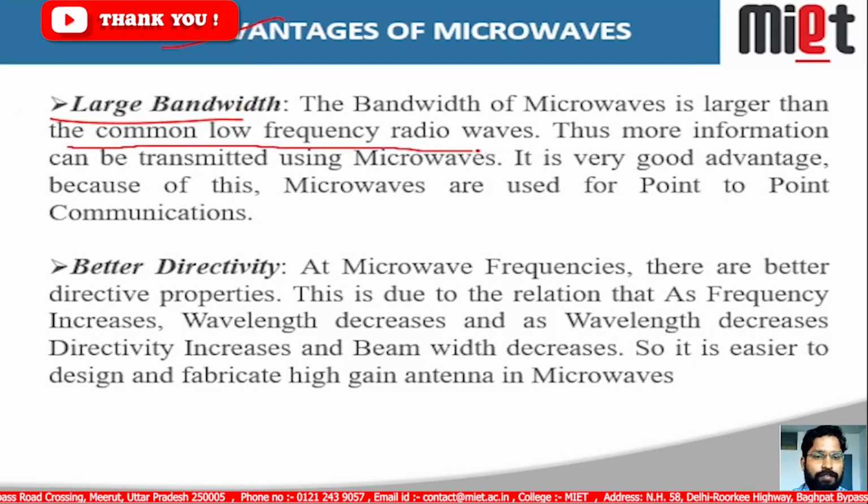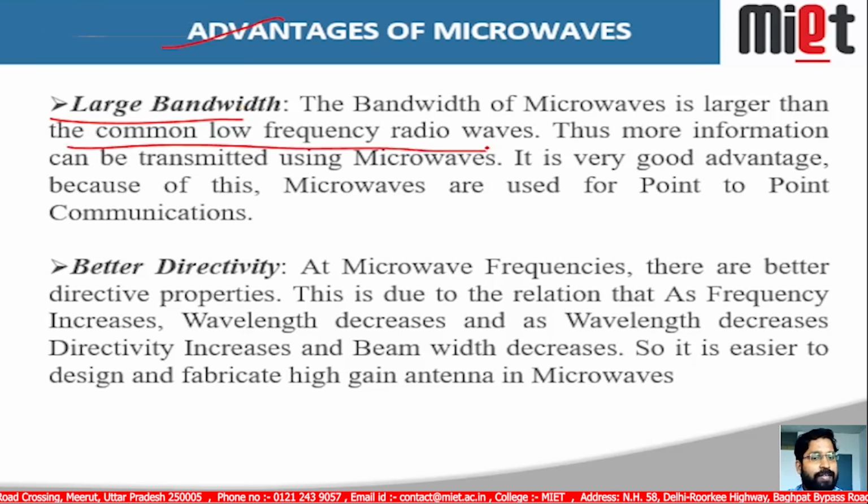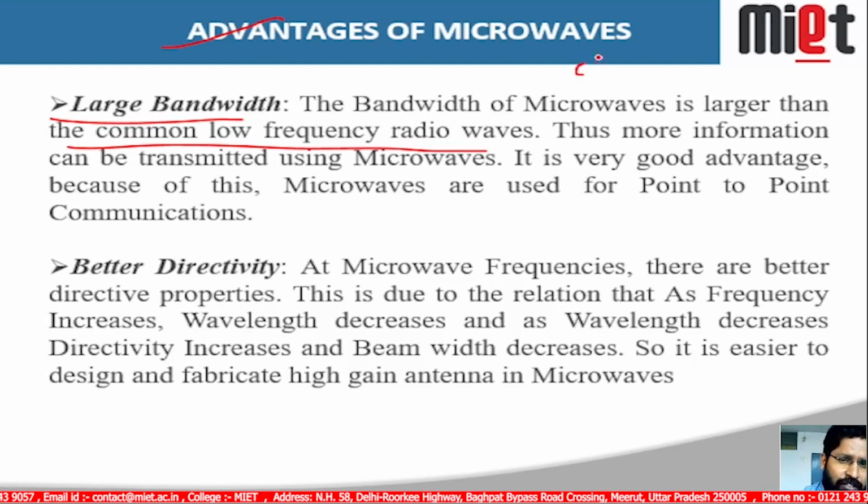Thus, more information can be transmitted using the microwave frequency band. Generally, at the lower frequency band, there are very limitations. 900 megahertz is used for 2G, 1800 megahertz is also used for 2G. There are different lower frequency bands: 850 megahertz, 900 megahertz, 1800 megahertz, 1900 megahertz.